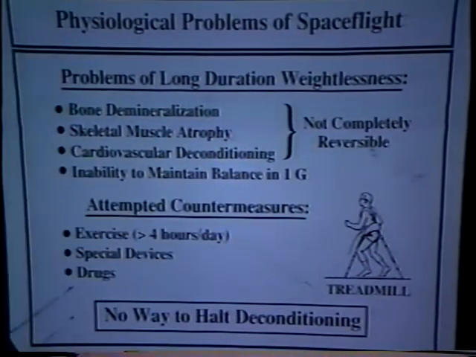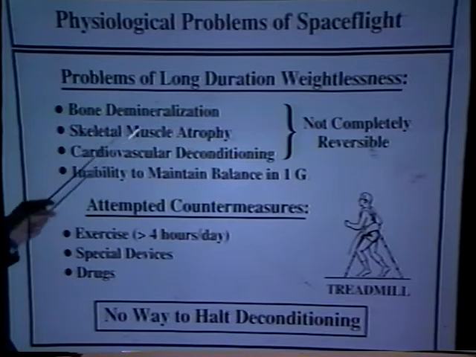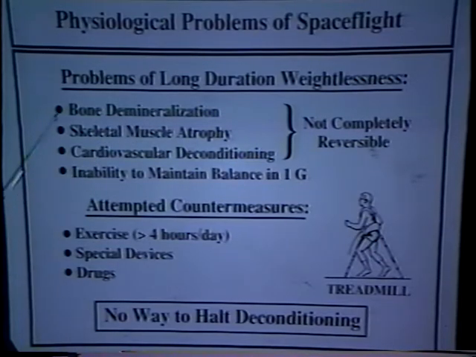There are a number of physiological problems associated with manned spaceflight. They are divided into short-duration problems that I won't discuss today and long-duration problems. The short-duration problems include motion sickness, the sorts of things that people encounter on space shuttle flights. The long-duration problems of exposure to weightlessness include decalcification of the bones, skeletal muscle atrophy, and cardiovascular deconditioning. These 3 are not completely reversible upon a return to a 1G environment.